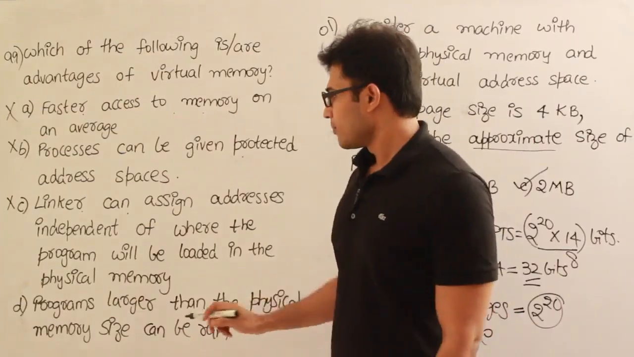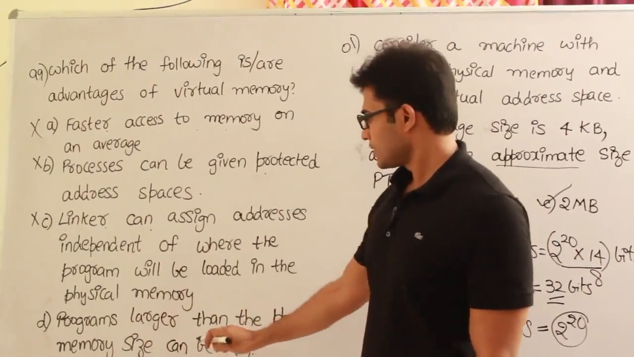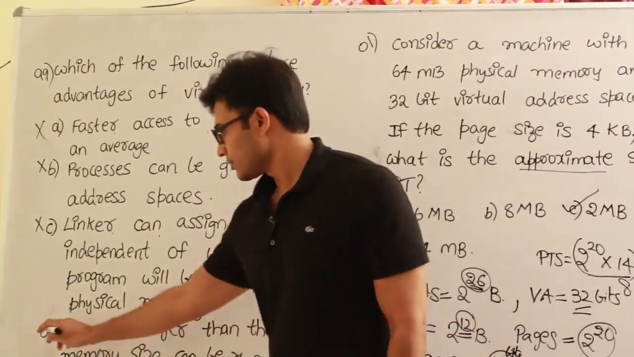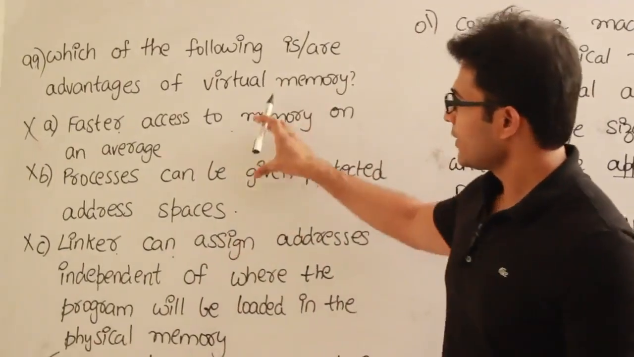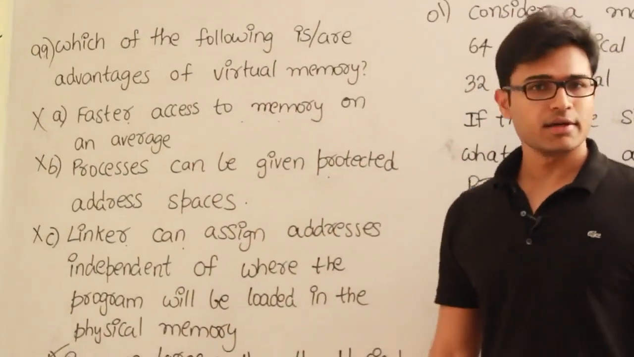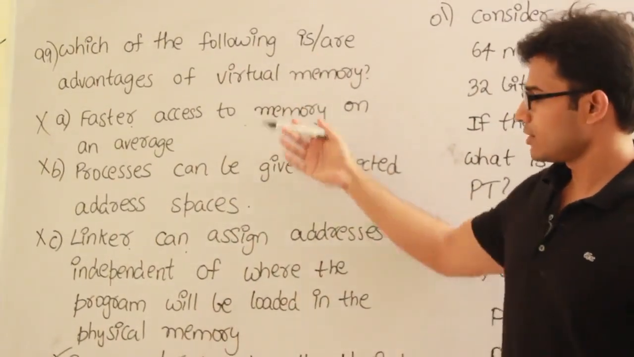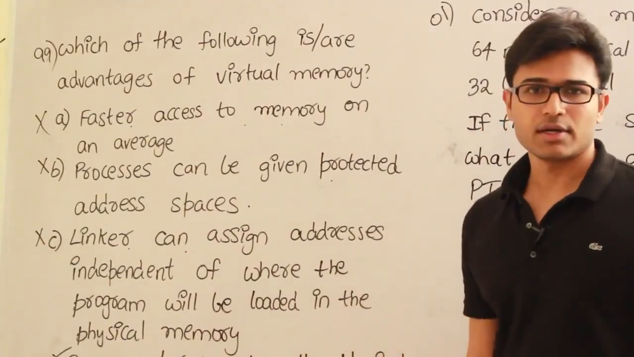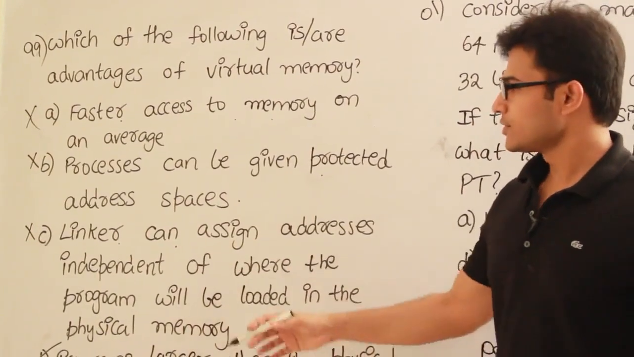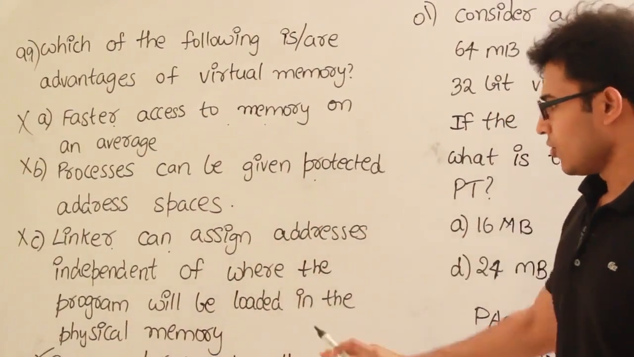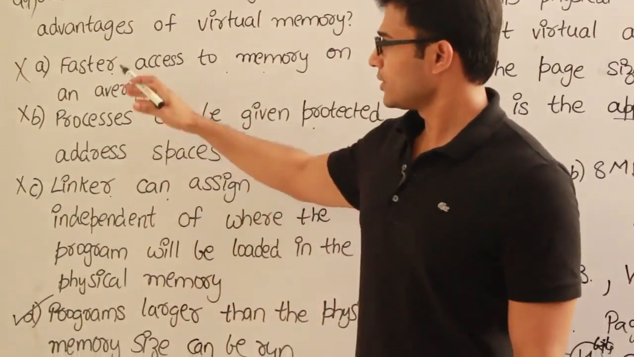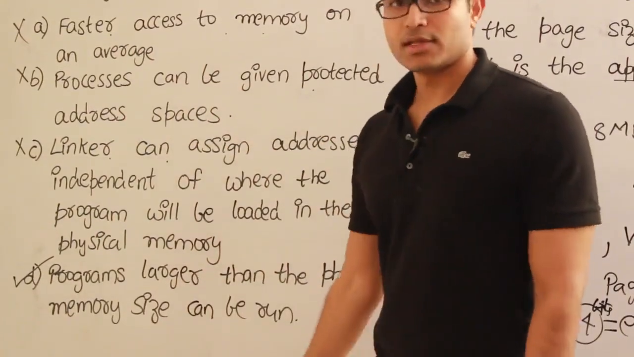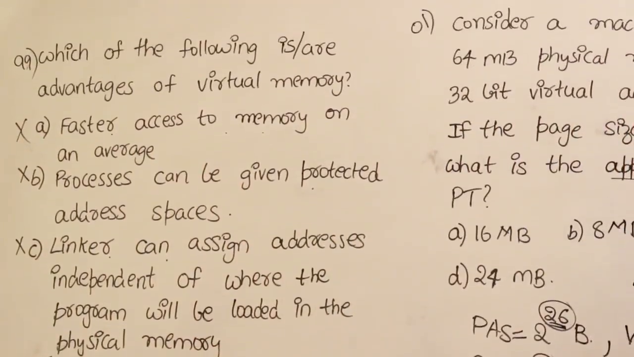Programs larger than the physical memory size can be run. This is the only advantage we have, right? And all the other things, they are already there in the earlier concepts. So by using virtual memory, I am able to do only this thing, right? In some of the books, they have given some wrong answers about this. I think they have given B, C or D, something like this. But only D is the right answer. Okay, fine.